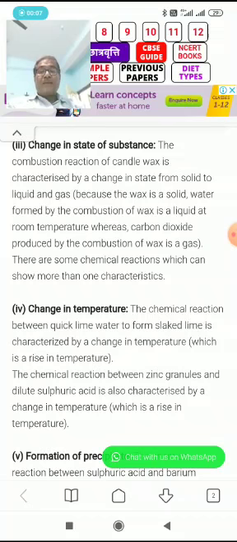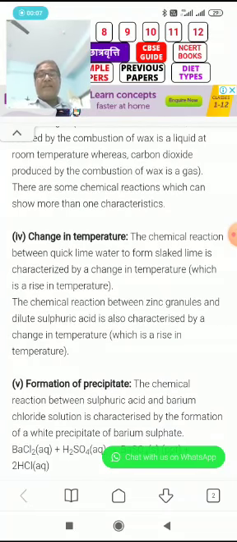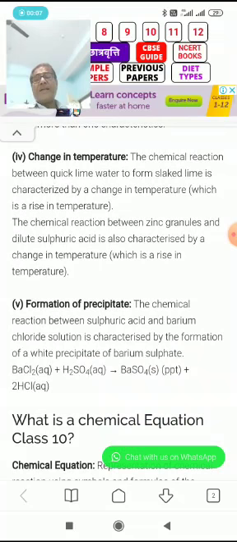You have observed when we add quicklime in water, heat is released. Similarly, when zinc metal reacts with sulfuric acid, we observe a change in temperature. Fourth one, formation of precipitate. When we react barium chloride with sulfuric acid, we get a white precipitate of barium sulfate.